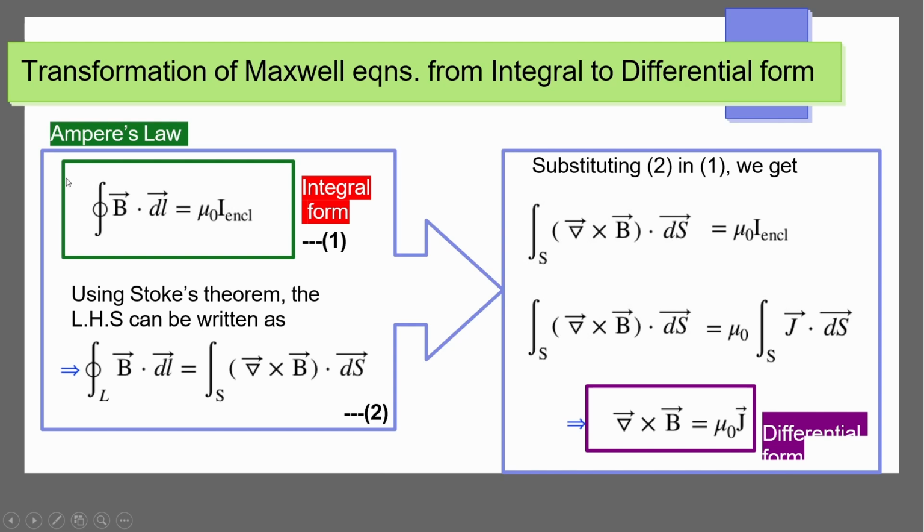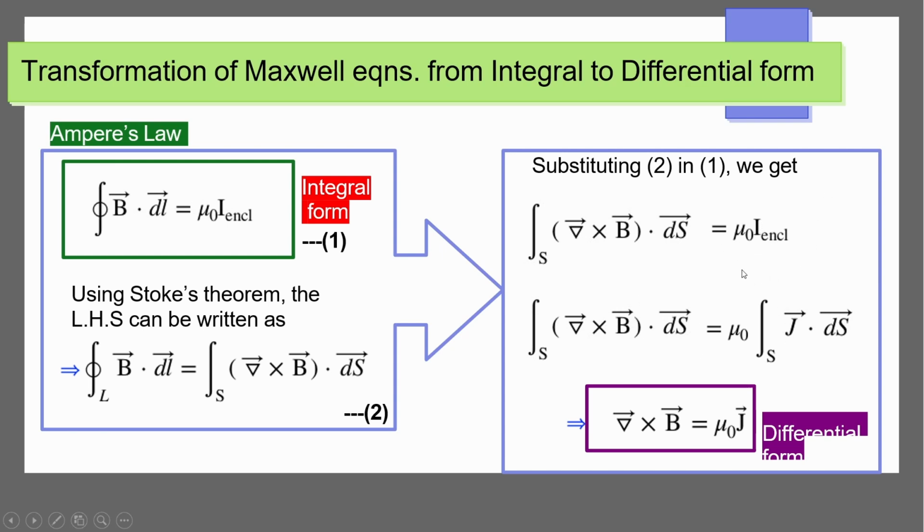Next we will be converting Ampere's law from its integral form to its differential form, also using Stokes' theorem. Now we will convert the left hand side, which is a line integral of the magnetic field over some small path L, to the curl of the magnetic field over some surface S. Here again we have two equations, equation number 1 and equation number 2. We will be substituting the second equation into the first one, and we get that the surface integral of the curl of the magnetic field is equal to mu naught times the current enclosed by it.